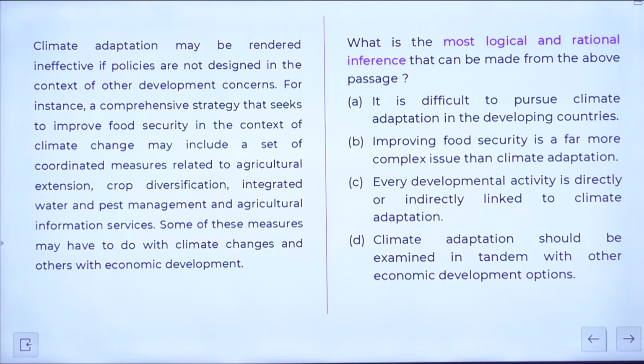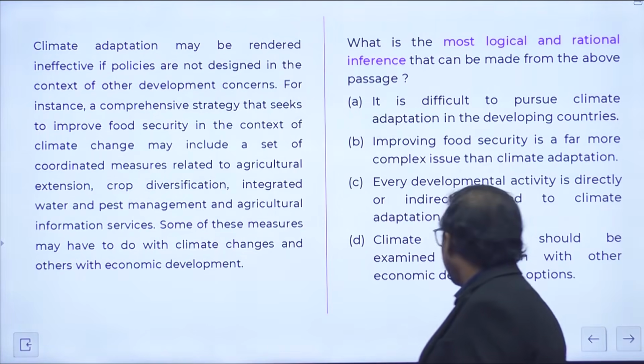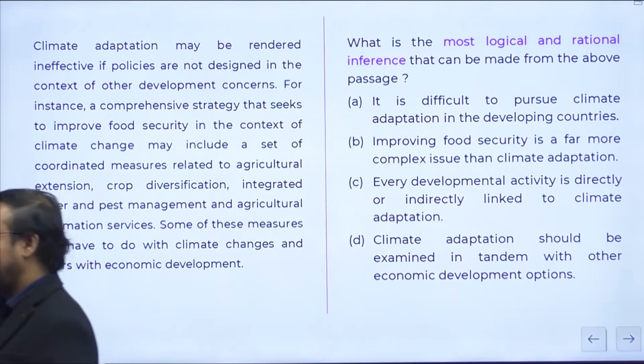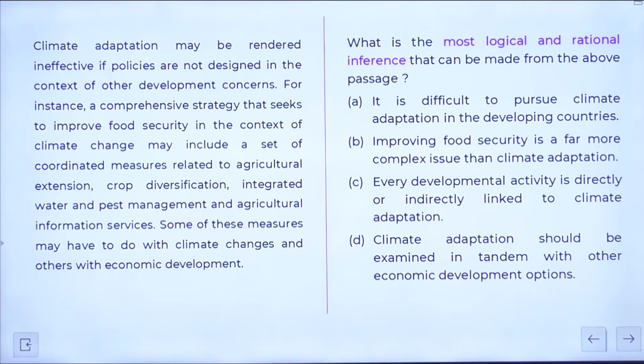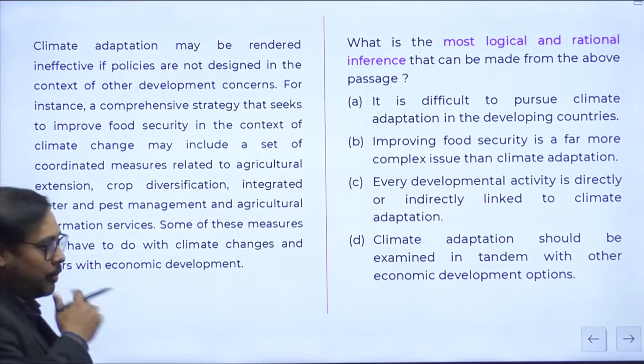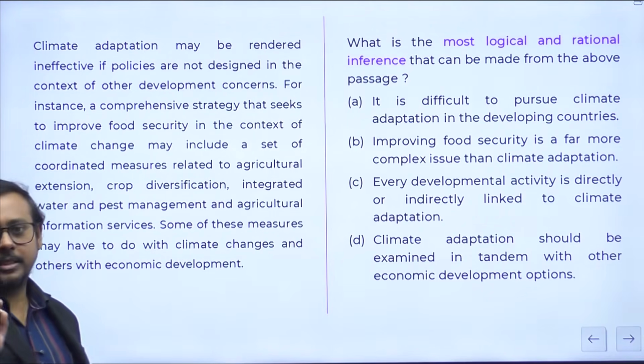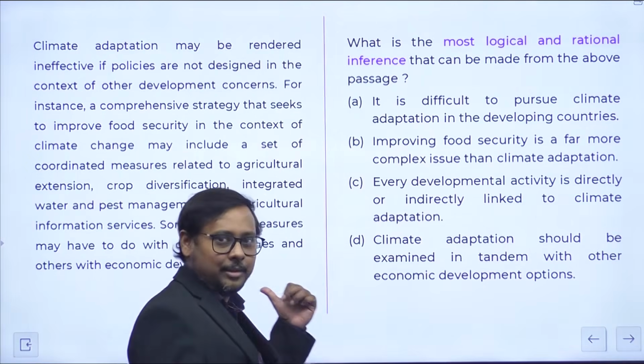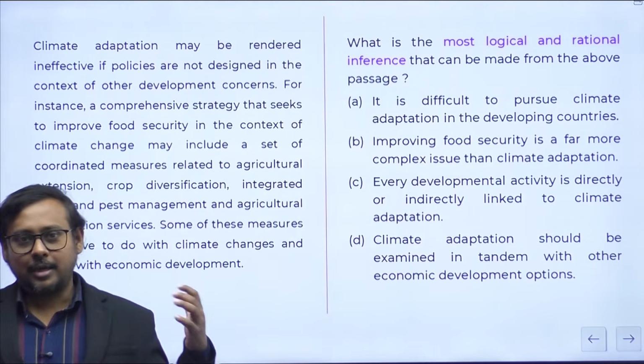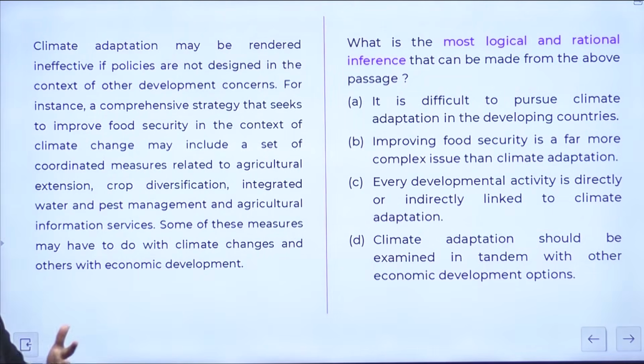So A and B can be eliminated. Somebody said C also can be eliminated. The answer is then D. Okay. Climate adaptation should be now, just a second. Okay. Now tell me something. This is important. This answer D, because we read the passage well and I gave some input, you can easily come to the right answer.